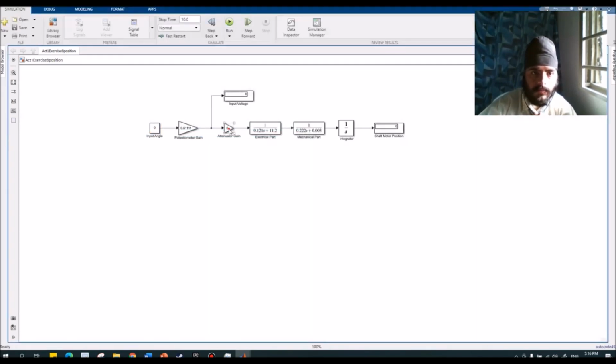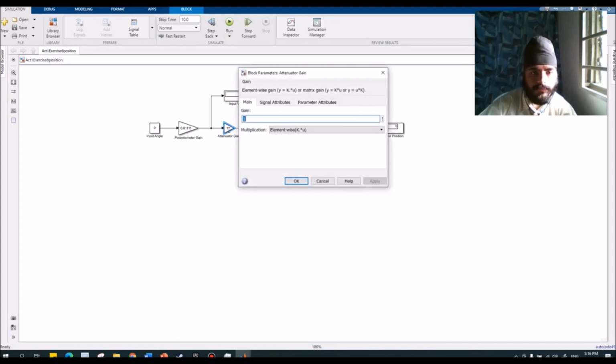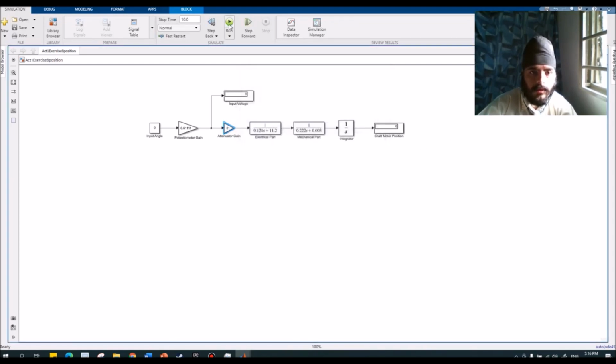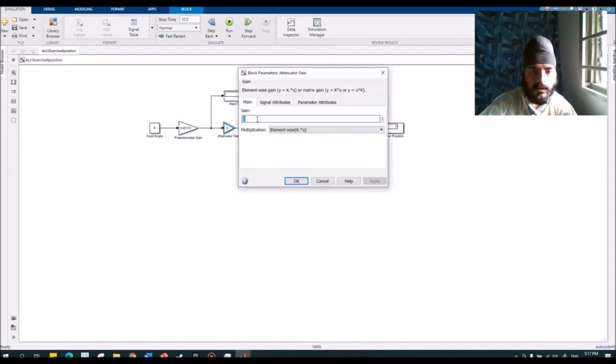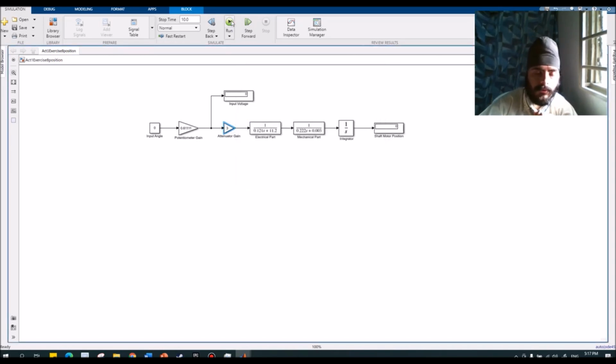So attenuator gain 1, there's no change in both input voltage and shaft motor. For 2, there's no change, and it will remain the same up until 10 since there's no input voltage. Alright, so I'll just be showing everything.